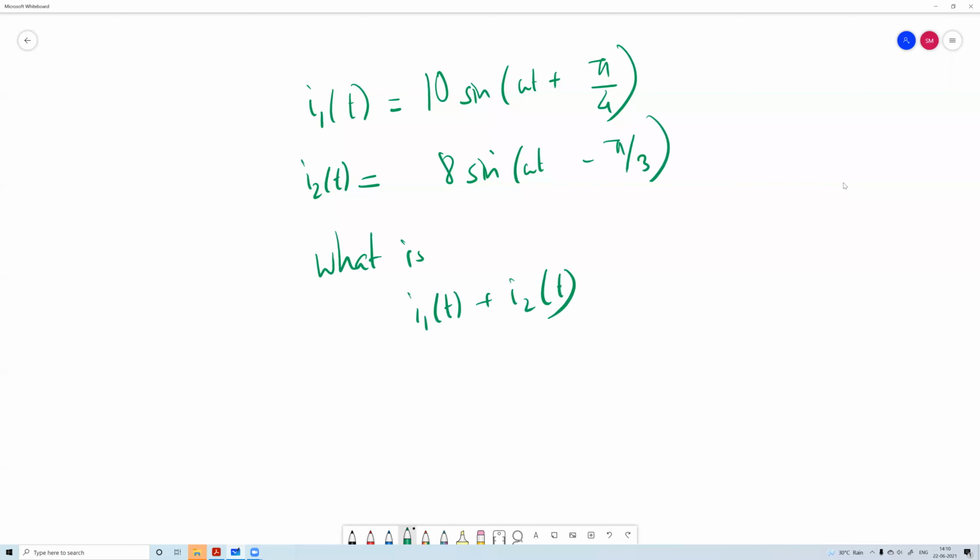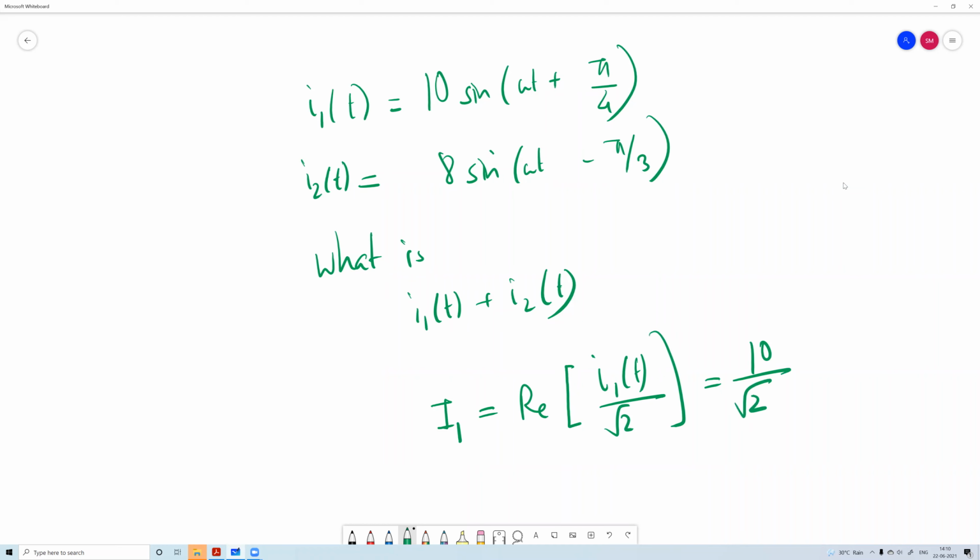How to find this? First, we will convert the individual I1 and I2 to phasors, and then add them. We can add them like vectors. So I1 phasor would be the real part of I1(t) by root 2. Root 2 is coming because I want to have it in terms of the RMS.